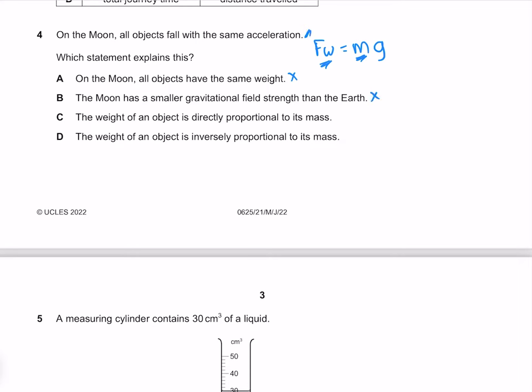The weight of an object is directly proportional to its mass, which, as you can see by this equation here, the weight of the object is directly proportional to the mass, with the constant of proportionality being the gravitational acceleration. So this is correct. They are not inversely proportional. If they were, our equation would look something like this. So the answer is C.